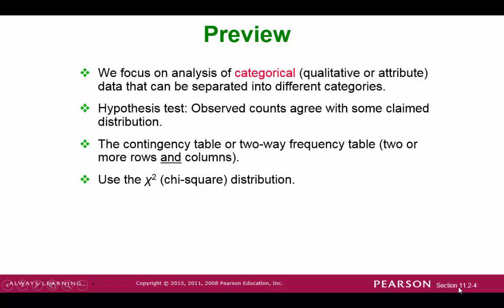In Chapter 11, we'll focus on categorical data. So the data is non-numeric, it's categorical, or qualitative variables. We're going to take a look at hypothesis tests that observe the counts, and we're going to test claims about distributions on those categorical variables. We're also going to take a look at contingency tables or two-way tables, and our main focus, at least for the first two sections, will be on the chi-square distribution.